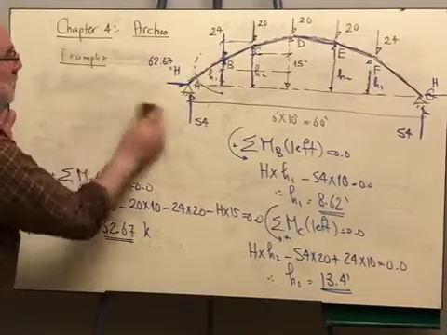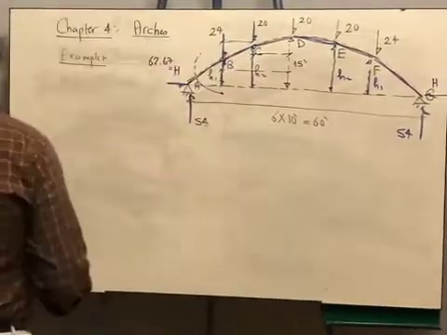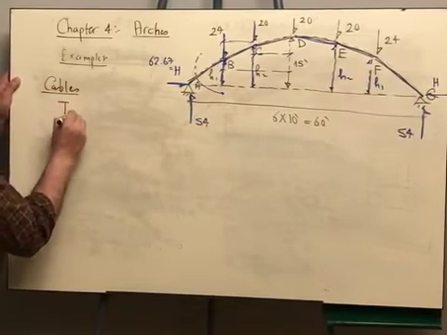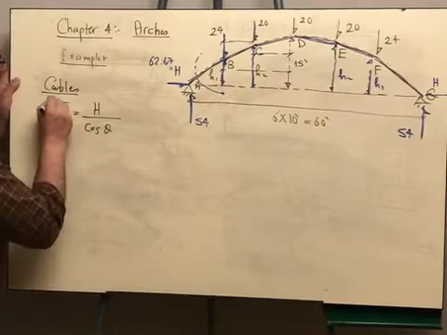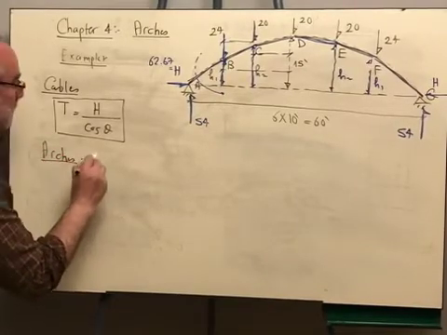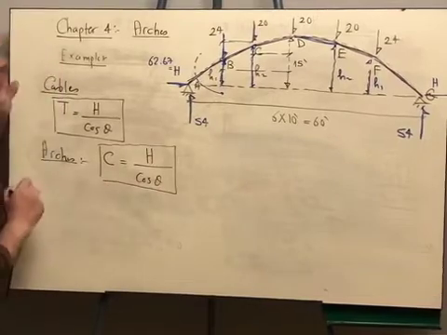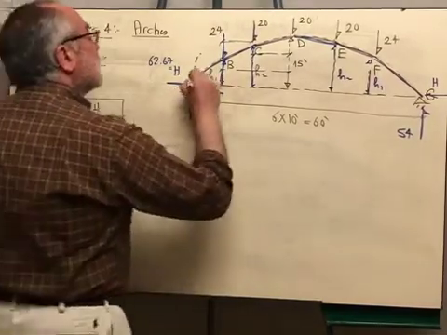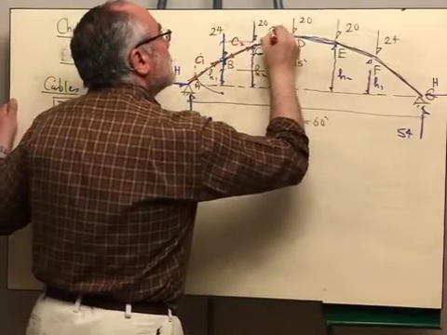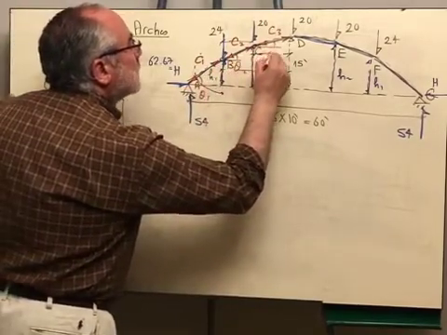If I want to get the compression force, the funicular arch is exactly like the cable, right? What did we say in the cables? In the cables, we said that the tension force is equal to the horizontal reaction over cosine theta. The same rule applies in the arches. So I can say the compression force is equal to the horizontal reaction over cosine theta. I will have here compression C1 directed towards the joint, and here I have compression C2, and here I have compression C3. We will have to calculate theta 1, theta 2 and theta 3.